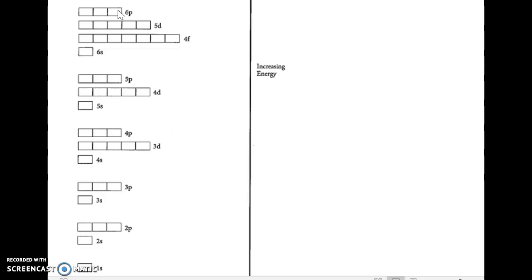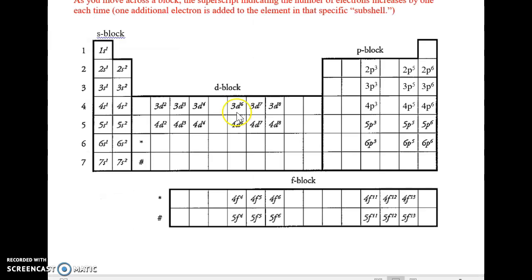So what does that look like? First I'm going to show you how to do it on this diagram, which is actually marked off by the subshells, and then I'm going to do it using a regular periodic table. And I'm going to be using what's called the superscript notation, which includes the subshell designation plus the number of electrons that are filling that subshell.